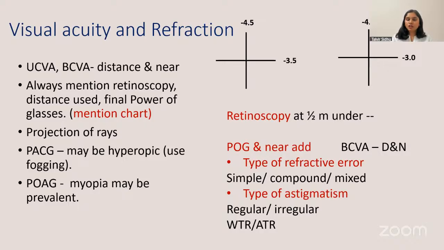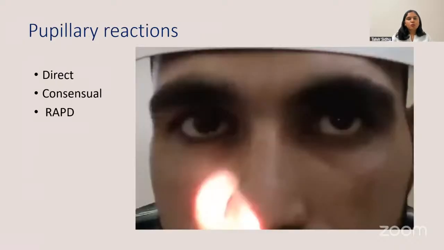You should check projection of rays in all patients of glaucoma, because in patients who have very advanced glaucomas, even with very good vision, in dark room, the projection of rays might not be accurate. Then in angle closure glaucoma, usually they can be hyperopic. If you cannot dilate them, use a fogging method to overcome the excessive accommodation that they might have. Then we have open angle glaucomas. They are usually myopic.